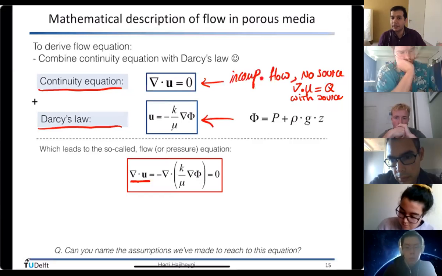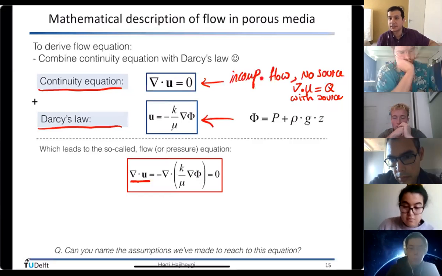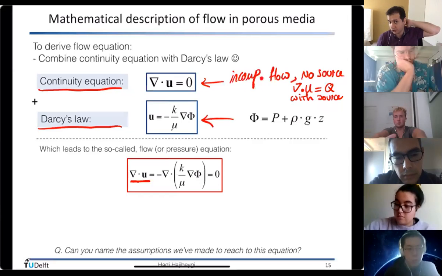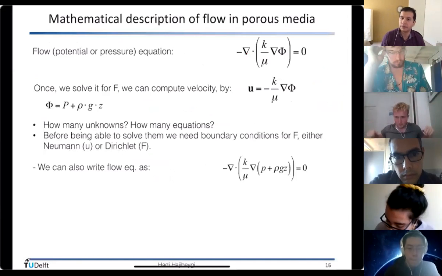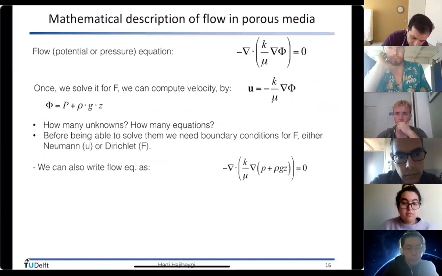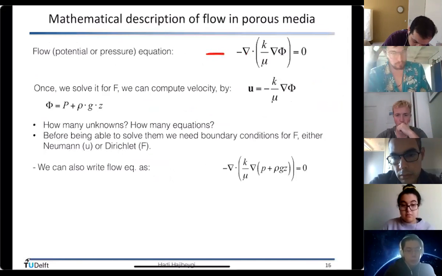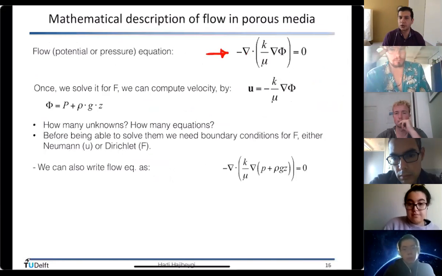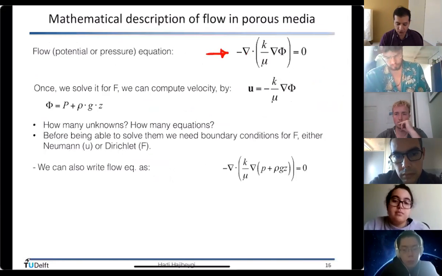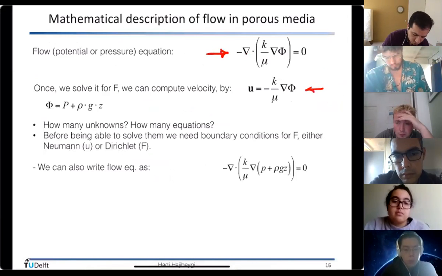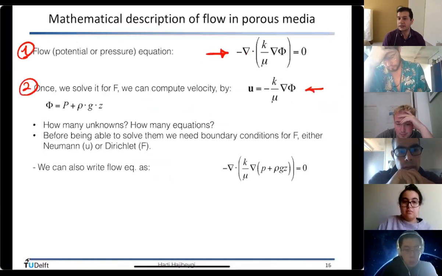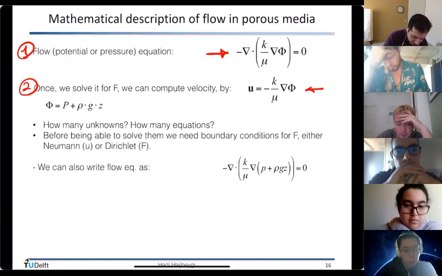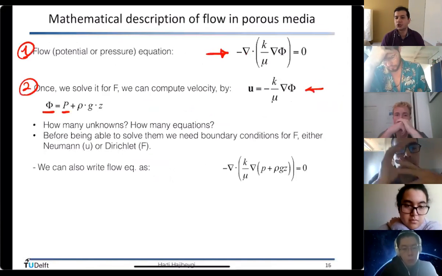If you have compressibility, then you need to add ddt of density and divergence of rho U. Now I'm going to speak about how we are going to solve this problem. We first solve the potential equation to find the potential. Once we know the potential distribution, we can find the velocity distribution later. So first we do the flow equation solution. Then we solve velocity. Once we know potential, by the way, we can always calculate pressure too.